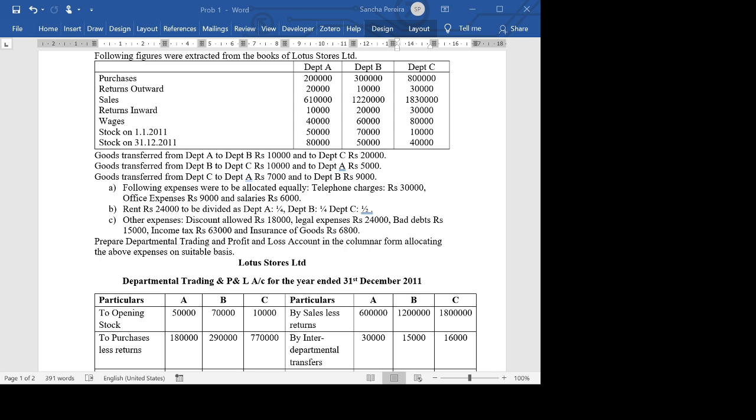In some problems, you may have to go ahead and prepare the balance sheet. Here, we don't need to prepare the balance sheet because we don't have any items of the balance sheet. There are no assets, no liabilities given to us. So that's why we're not going to do the balance sheet. Otherwise, in some problems we will be doing the balance sheet as well.